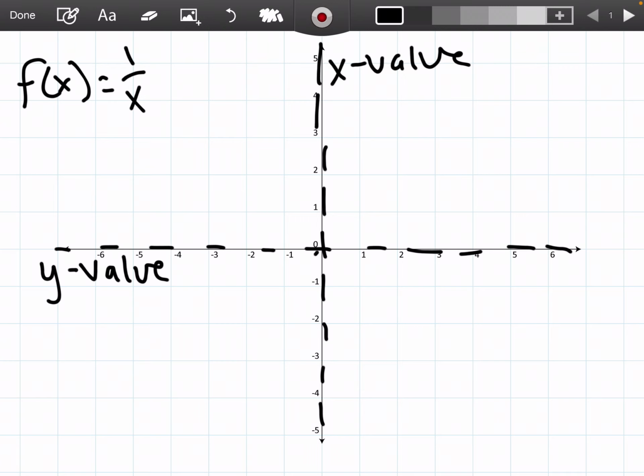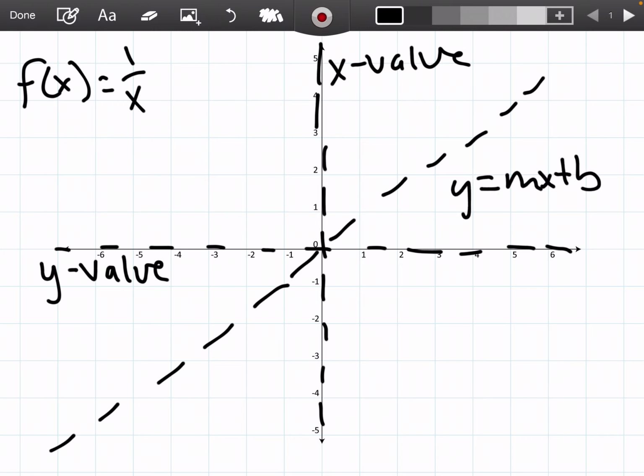Now, there's this third type of asymptote you can get with rational functions, which is the slant asymptote. The slant asymptote is not just an x value or y value, but it is y equals mx plus b.